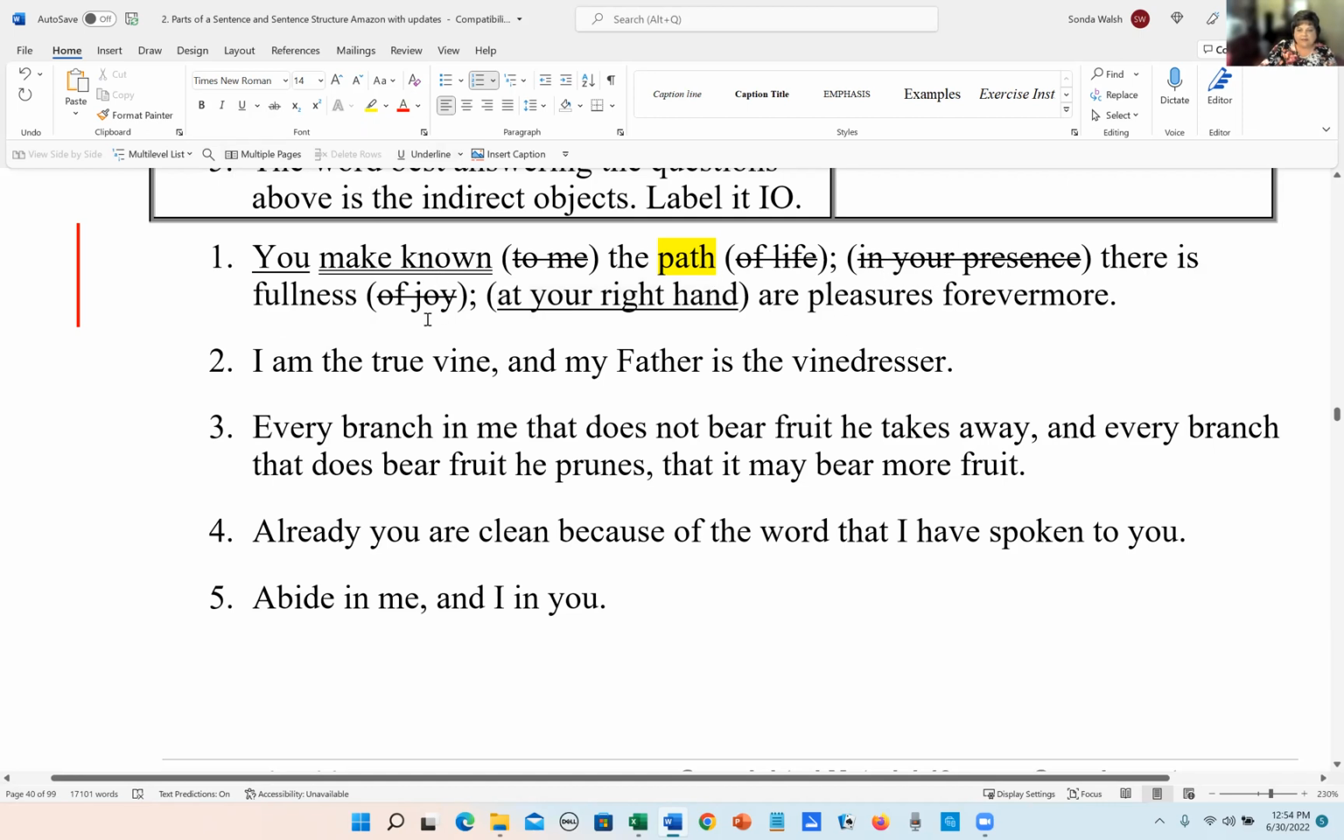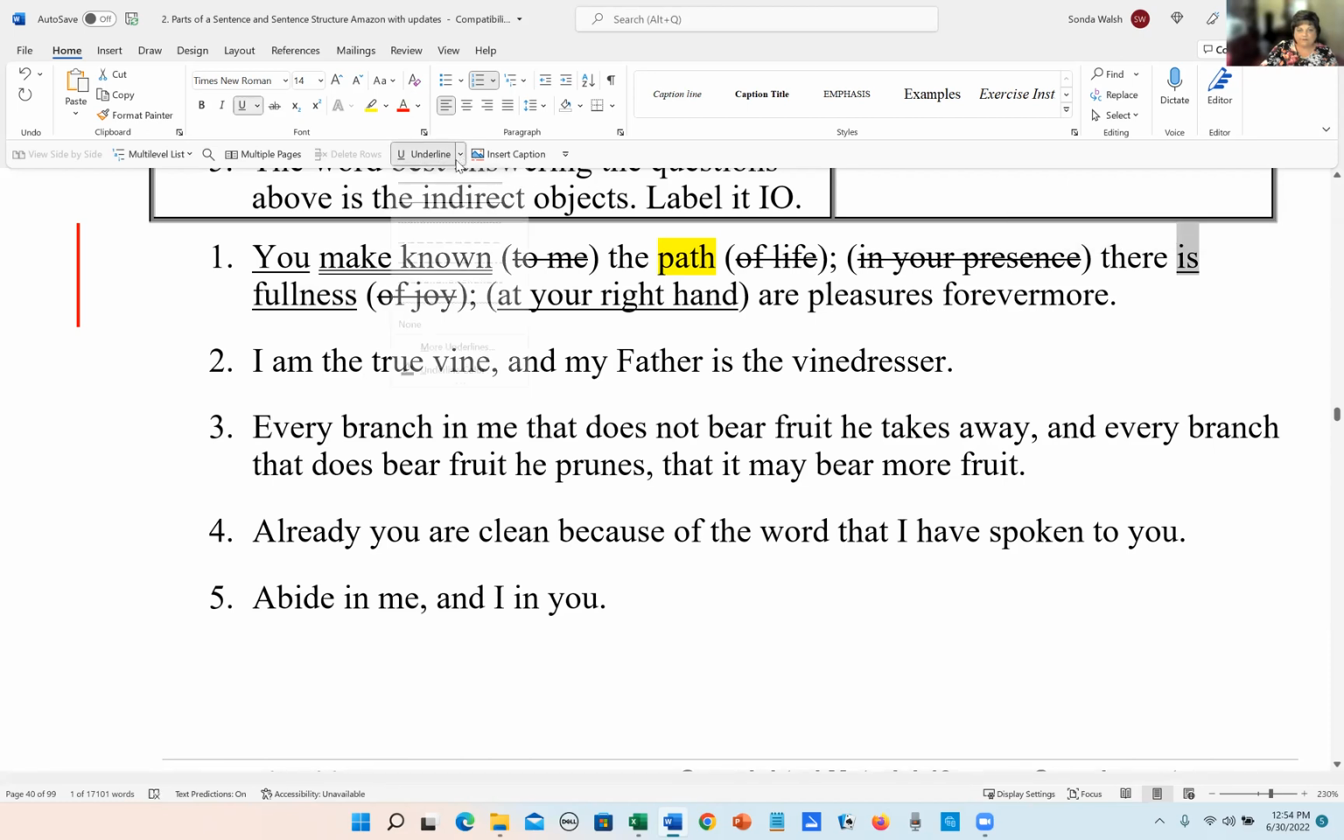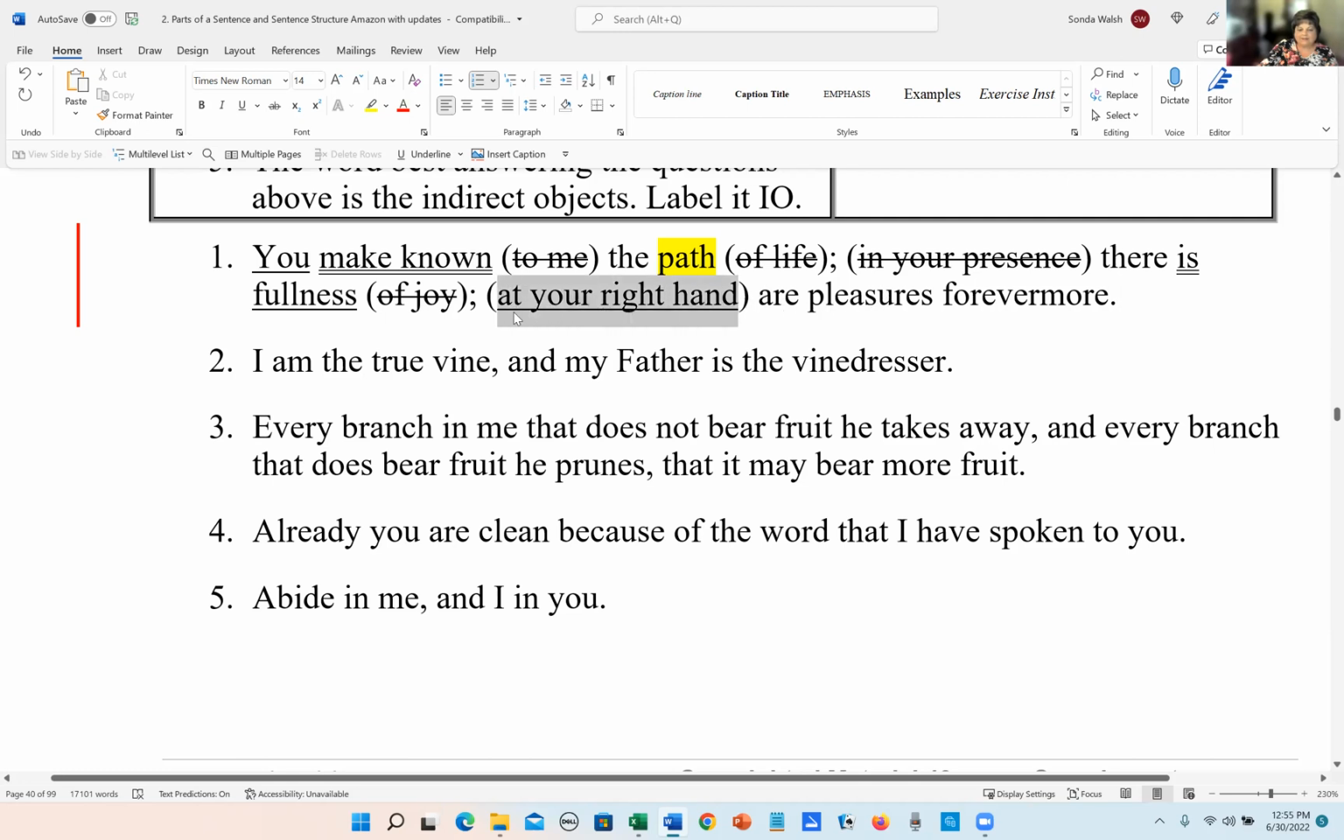There is fullness. So fullness is the subject, and is a linking verb. And we don't have anything that renames fullness, even though there's a linking verb. We have there, it tells where. So at your right hand are pleasures. Really it is, even though it's kind of wonky, I'm going to say pleasures is the subject. And are is a linking verb.